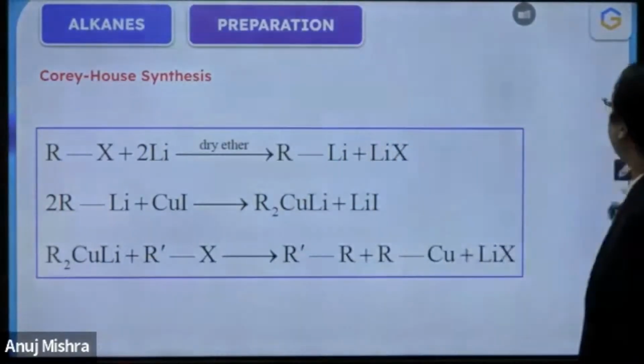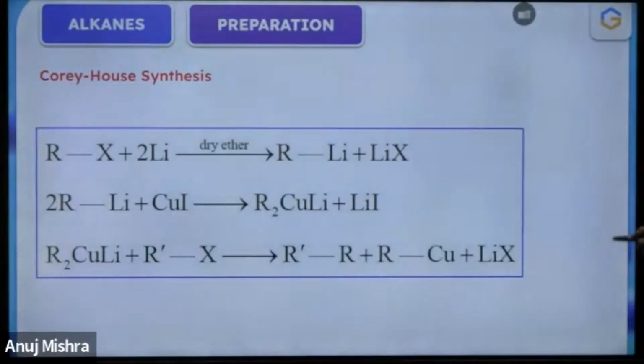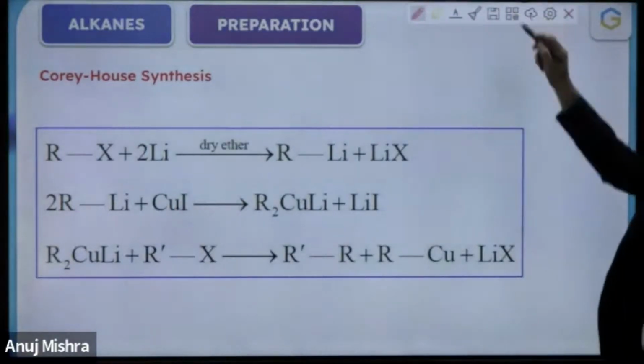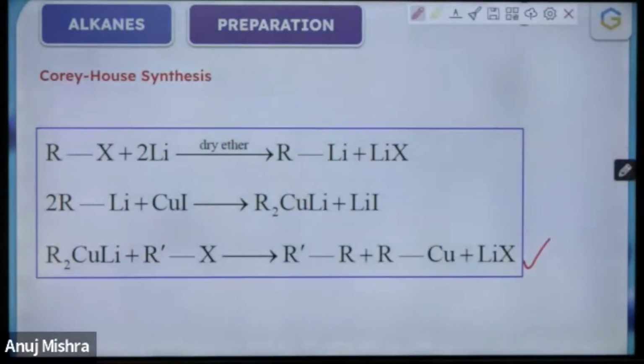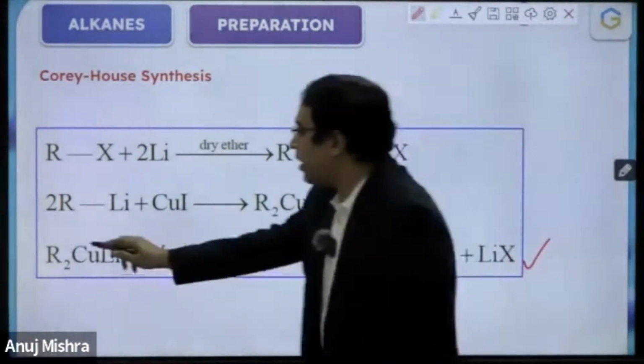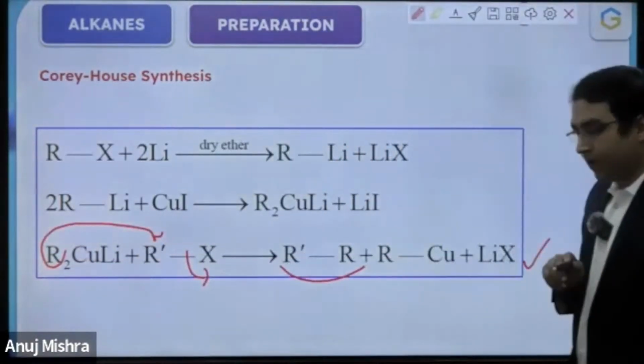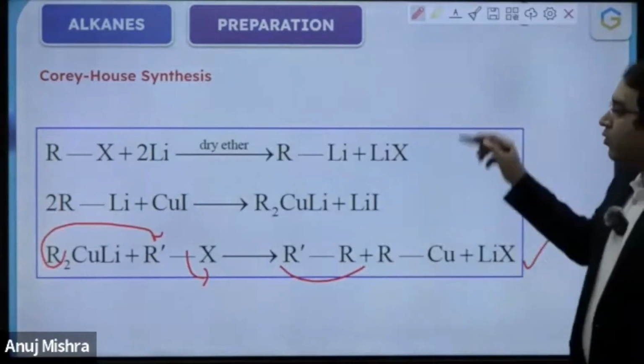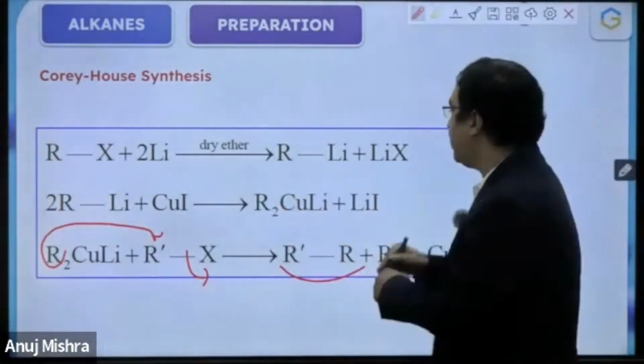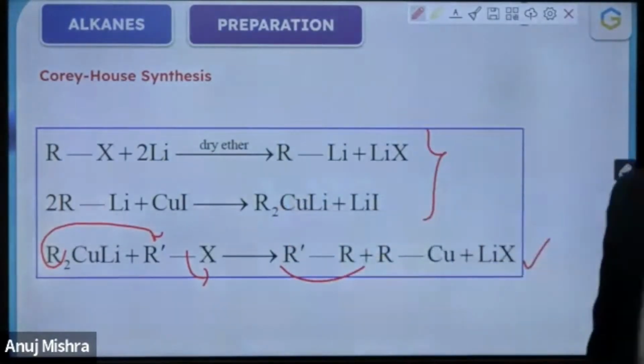So the third part we have done. Look at the third reaction. That's what we have done. Yes or no? You have done this with me also. In this, who is going to attack? R minus is going to attack on R prime. X is out. Formation is this. Do you know this? At the same moment, how to form R2CuLi? These are 2 steps. Okay.